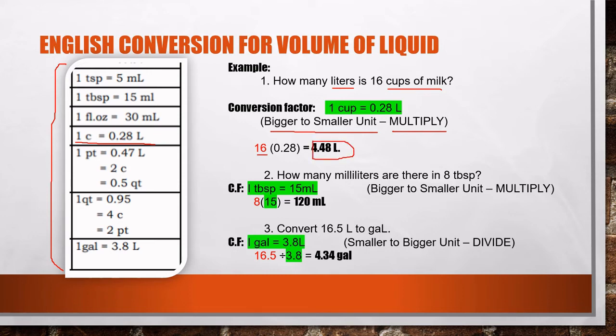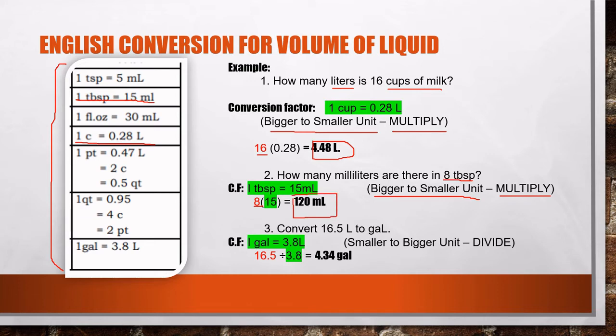Next, number 2. How many milliliters are there in 8 tablespoons? So, tablespoon to milliliters. Write the given multiplied by 15. The answer is 120 ml.